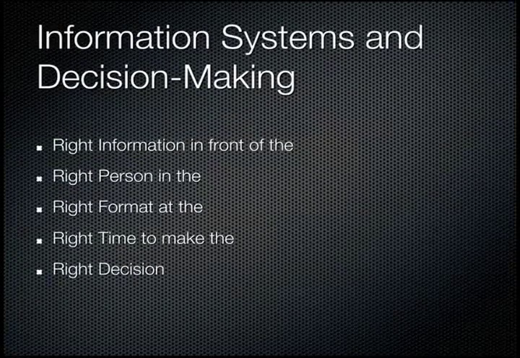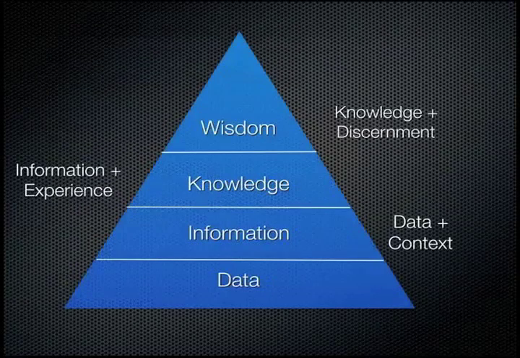The whole purpose of an information system really is to support decision making. That's where we get the right information in front of the right person in the right format at the right time to make the right decision. That's the whole purpose. Now, when we start thinking about information, we have to think about where it came from.